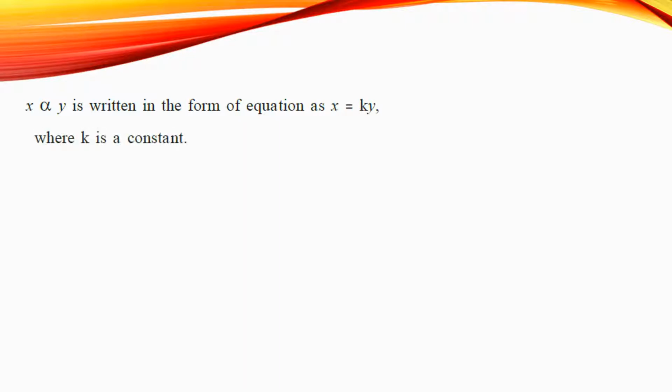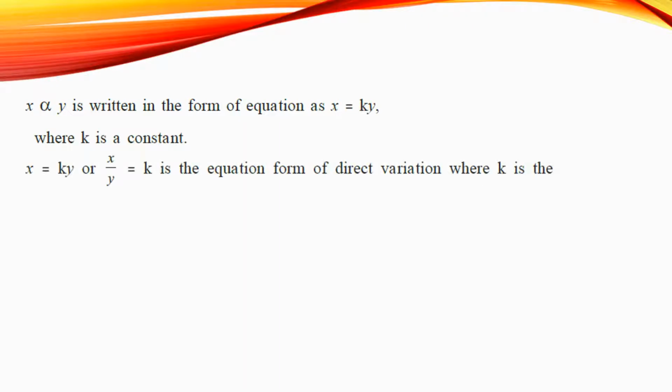Here, x is directly proportional to y is written in the form of an equation as x is equal to ky, where k is a constant. Or x is equal to ky can be written as x upon y is equal to k. This is the equation form of direct variation, where k is the constant of variation.